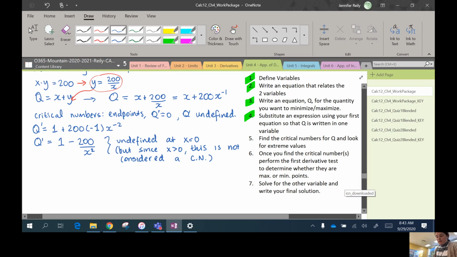Okay, so I'm just going to look for places where my derivative is 0. So I'll solve for 0.